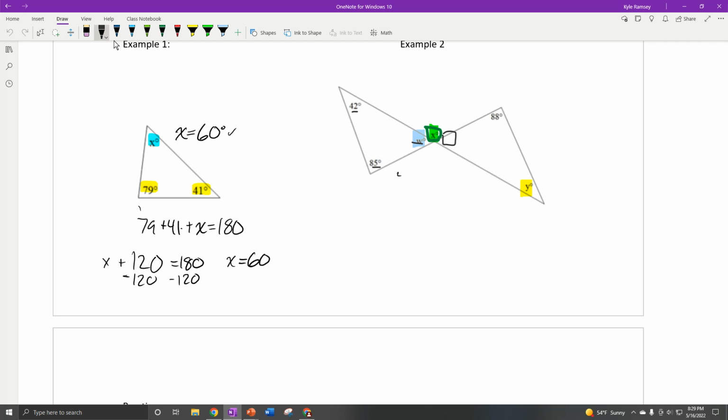So we have 42 plus 85 plus W equals 180.